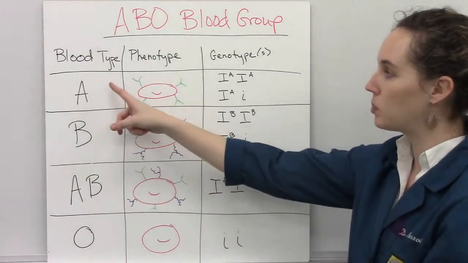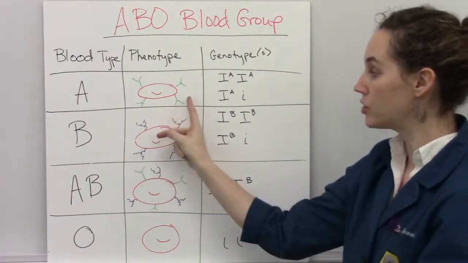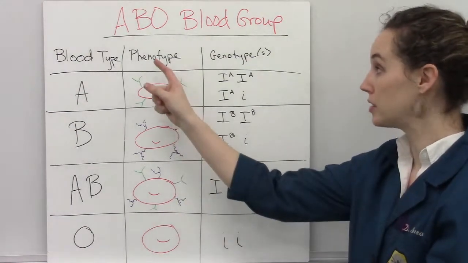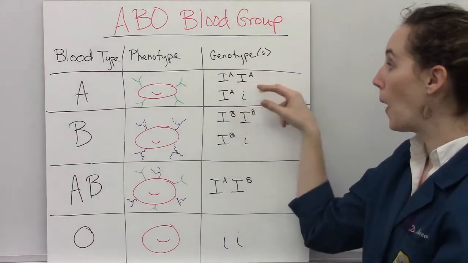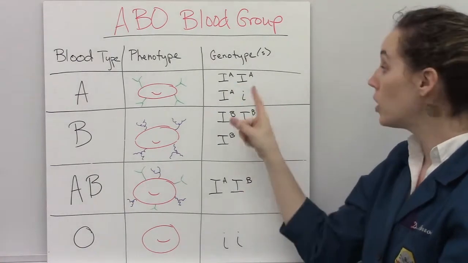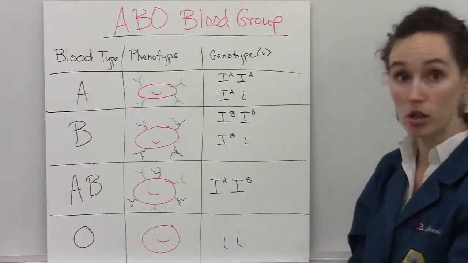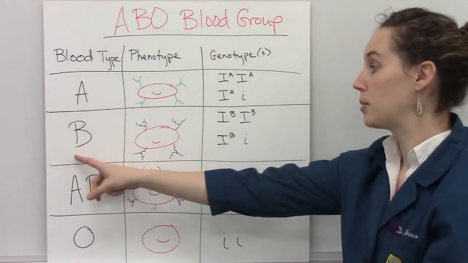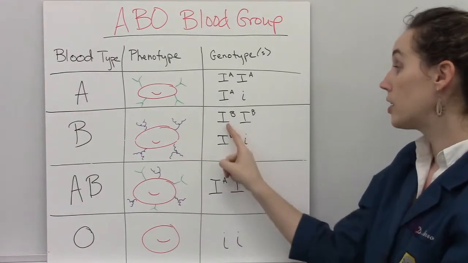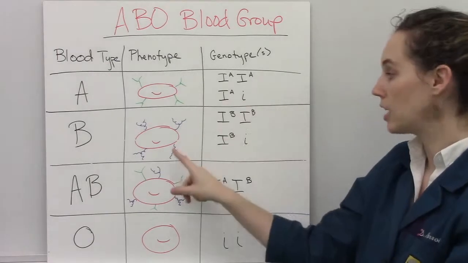If you have blood type A, the phenotype of your red blood cells is that they're going to have the A antigens on the outside. There are 2 different genotypes that can code for this phenotype. You can either be homozygous for the A allele, or you can be heterozygous with 1 A allele and 1 O allele, because A is dominant over O. If you have type B blood, similarly, you're going to have type B antigens on the outside. You can be homozygous B or heterozygous B in order to get type B blood.